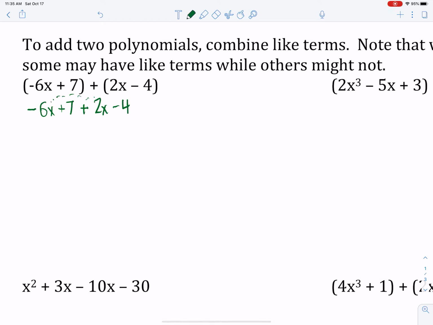Here, negative 6x plus 2x is negative 4x. 7 minus 4, those are like terms. We get a positive 3. So negative 4x plus 3 would be the answer.